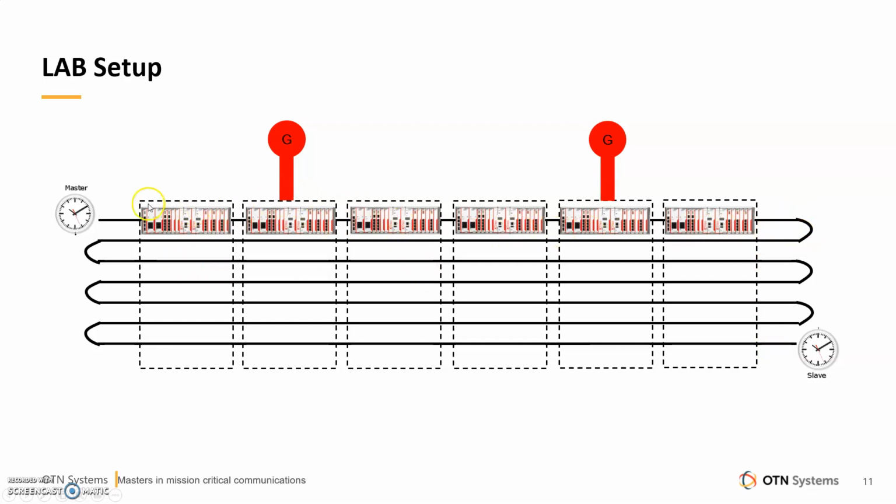so that effectively what I end up having is transparent clocking or 1588 traffic flowing back and forth 7 times across this network. And I will inject disturbance traffic in the middle right there.